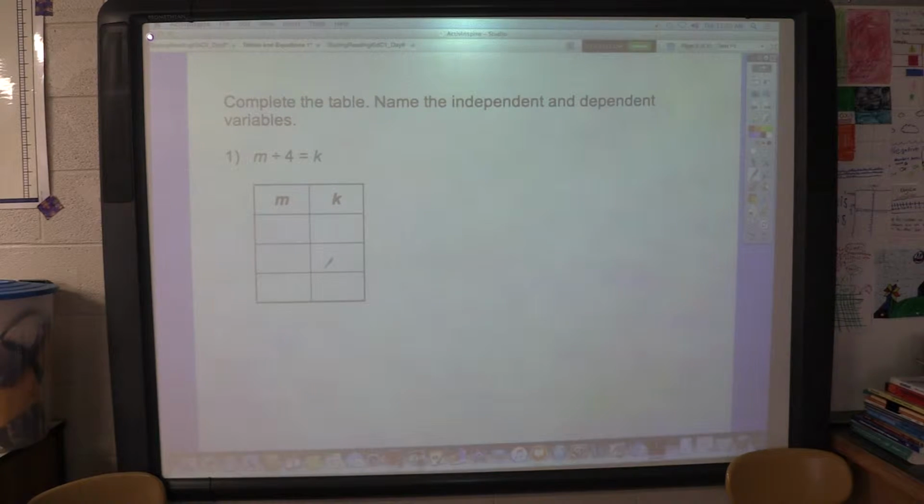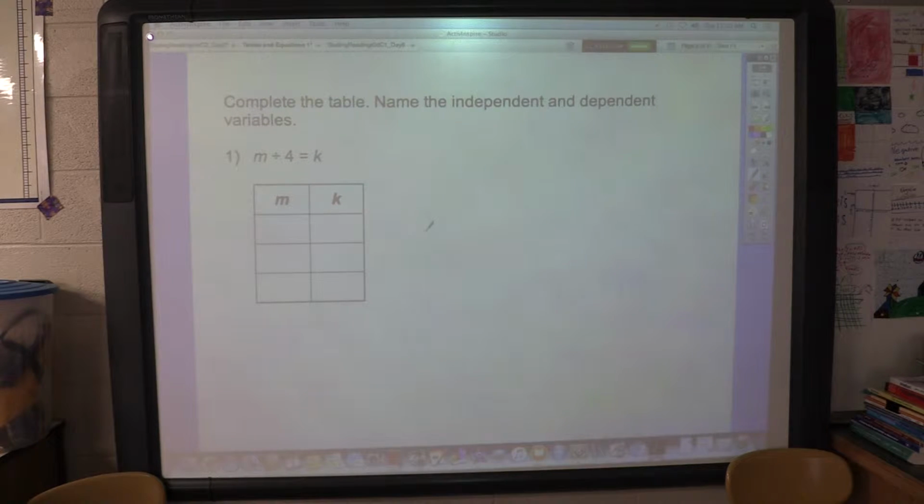Okay, here we have an equation, and we're going to identify the independent and dependent variables. Now, we have been looking at story problems and identifying the independent and dependent variables and talking about what type of relationship, whether it was a direct relationship or an inverse relationship. But now all we have are equations. But our definitions are still true.